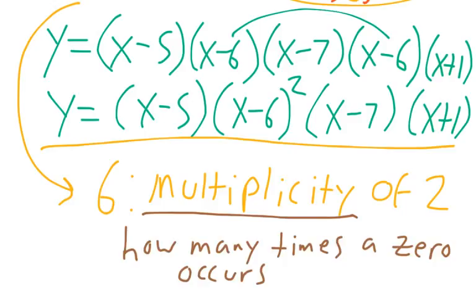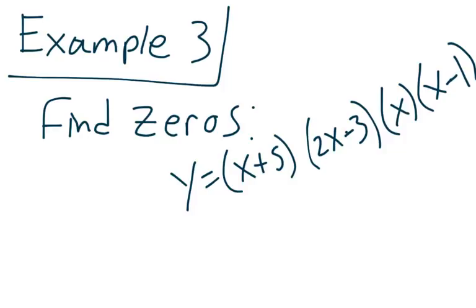I would also note this in your notes, that multiplicity, because I might say that on a quiz or a test or a future assignment. Just know what that word means and at least have it noted for the future. Now I have one more example, and this is done. So lastly, go backwards. I'm giving you factored form, so find me the zeros.